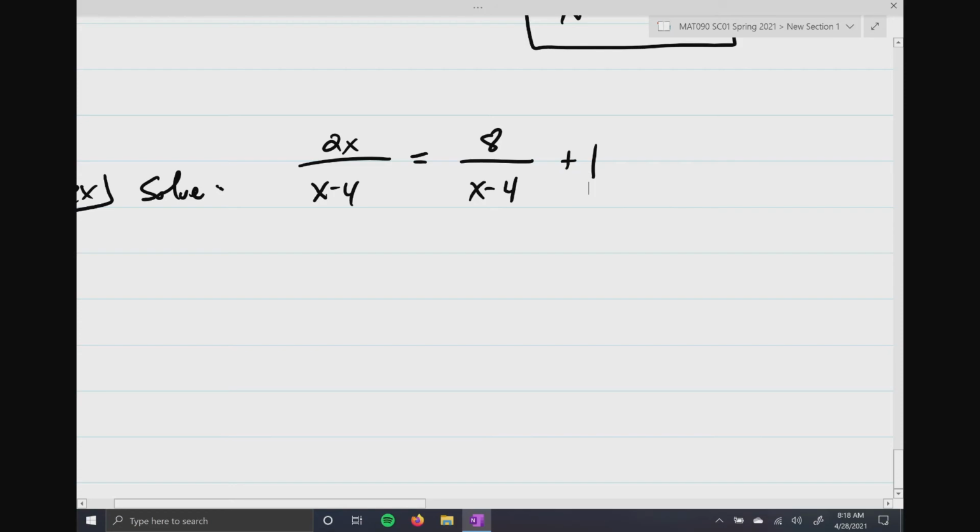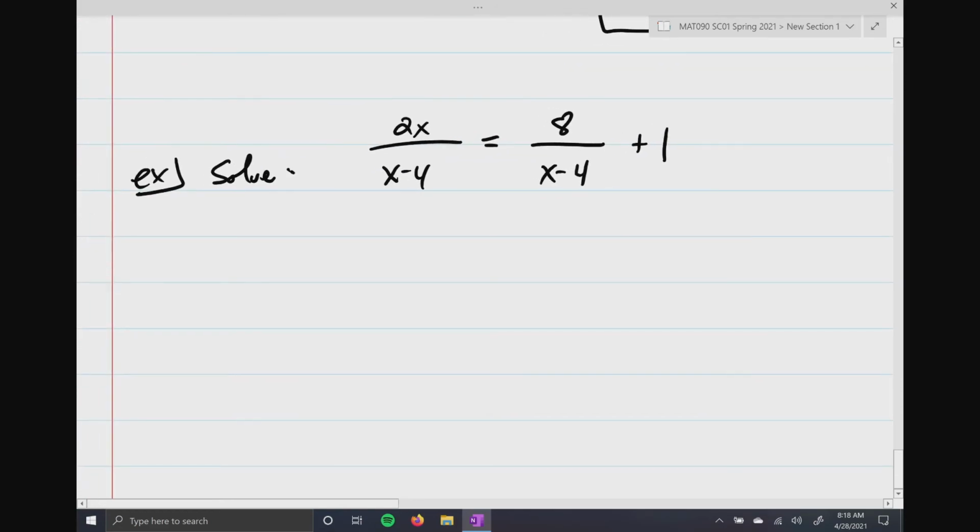Okay. Right from the start, what value of x am I not allowed to have?